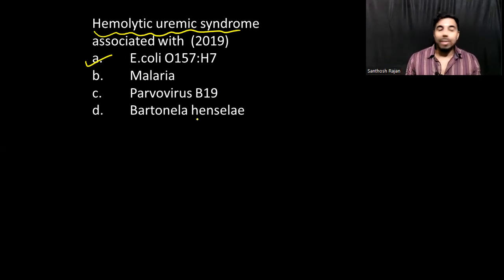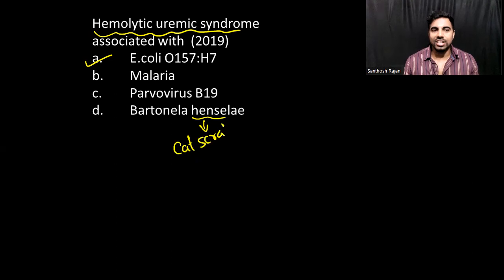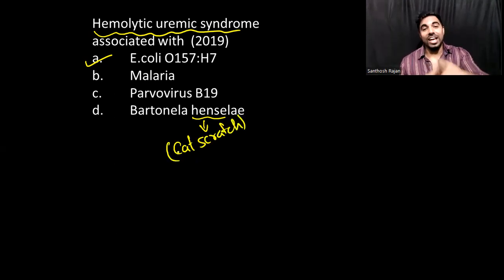Very important. And Bartonella henselae: she has a cat, so she gets cat scratch disease. Cat scratch disease. Trichomonas vaginalis: strawberry cervix, diamond-shaped motility, eyelash-like cilia. Don't forget.